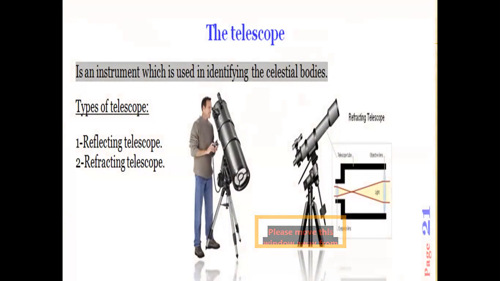Last point in this lesson: what do we use to investigate or look at space? We don't use a microscope, but we use a telescope. The telescope is a device which can be used to form near images of distant objects. You have two types of telescopes: the reflecting telescope and the refracting telescope. The type depends on the lenses and mirror used.